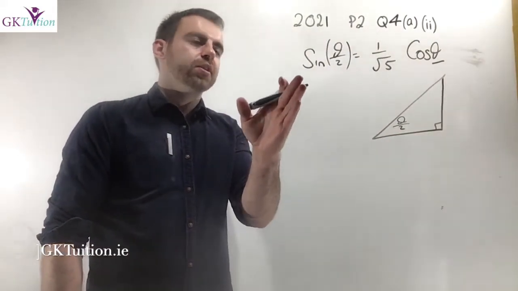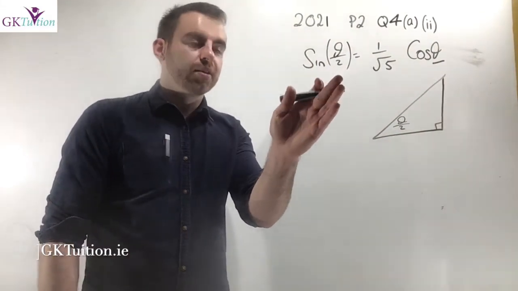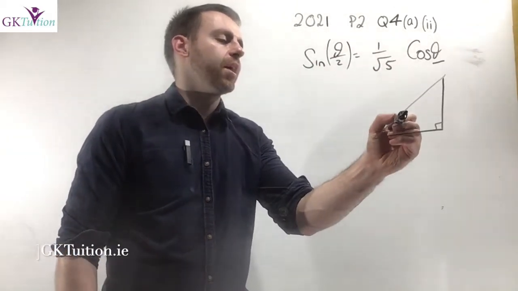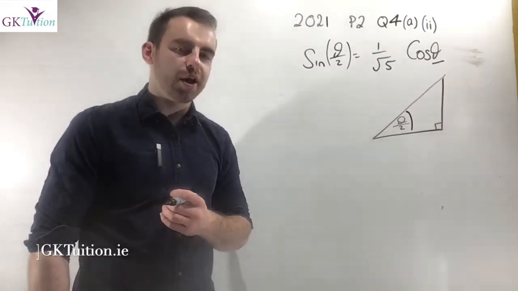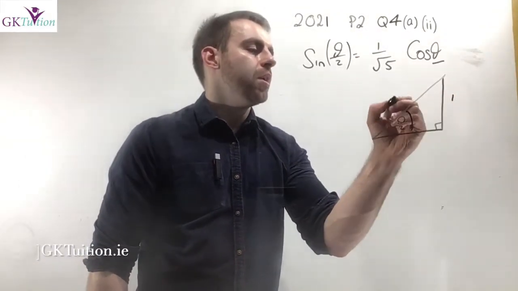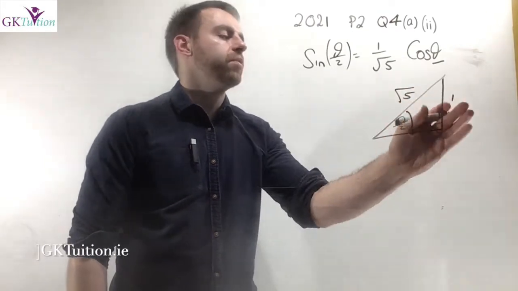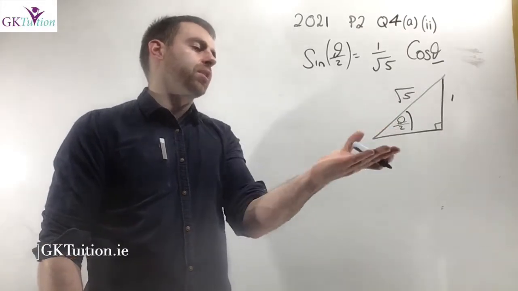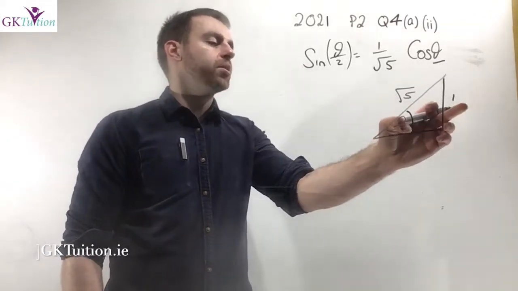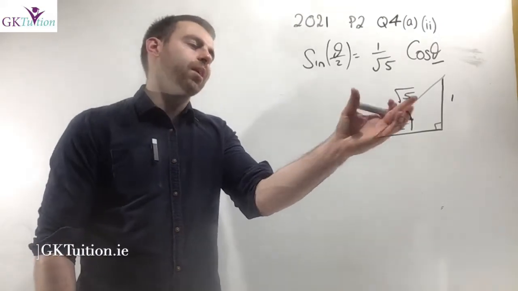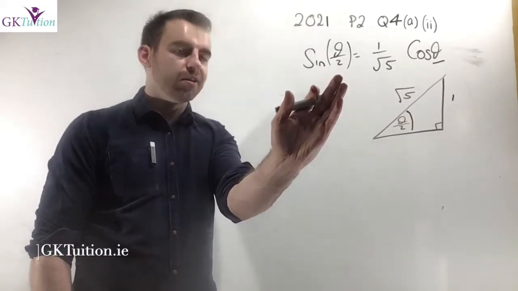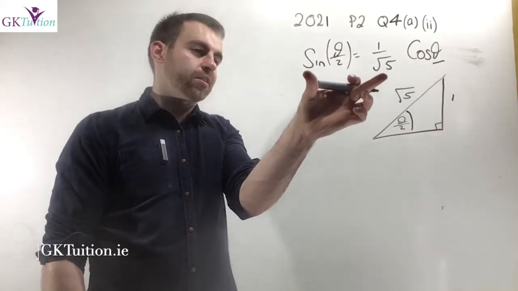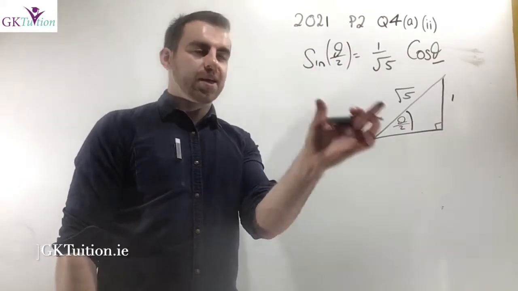In junior cert we learned that the sine of an angle in a right angle triangle is the opposite over the hypotenuse. So I can say that if this angle, theta over 2, existed in a right angle triangle, the opposite would be 1 and the hypotenuse is root 5. Notice here that if you just look at this diagram, there's an angle, the opposite is 1, the hypotenuse is root 5. So I could say that in this scenario, the sine of the angle is equal to 1 over root 5. This equation and this diagram mean the same thing.